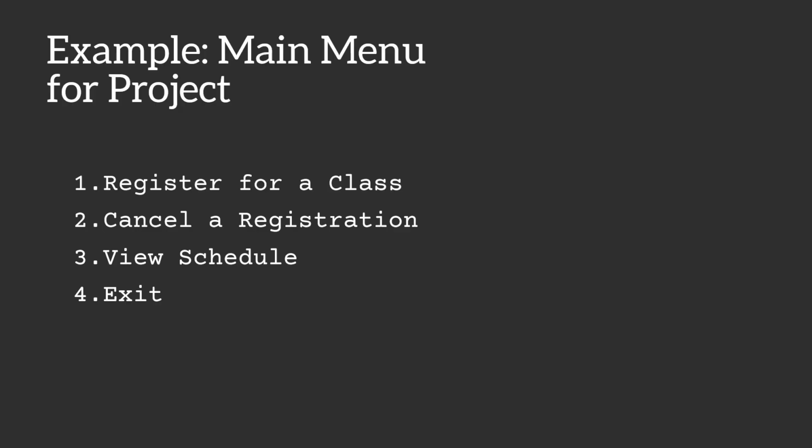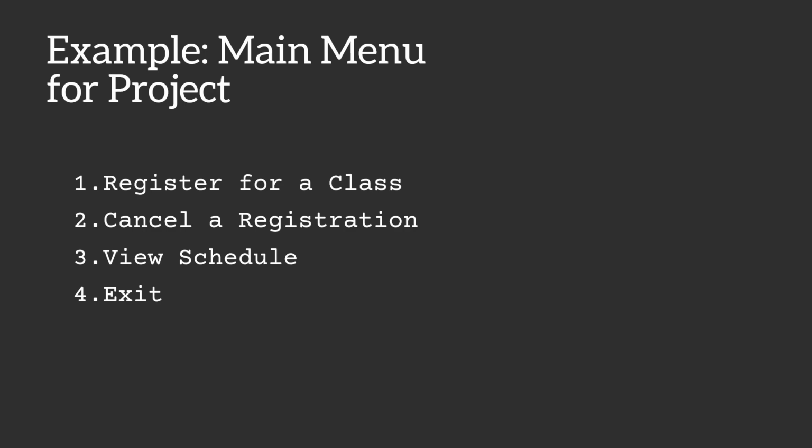But to help you out, I've provided this. For your course project, I want you to think of the menu-driven structure as the main navigation of your system. For example, if you've got the community center registration system, your main menu might look something like this. Number one may be register for a class. Number two may be cancel a registration. Number three may be view schedule. And of course, number four may be exit.